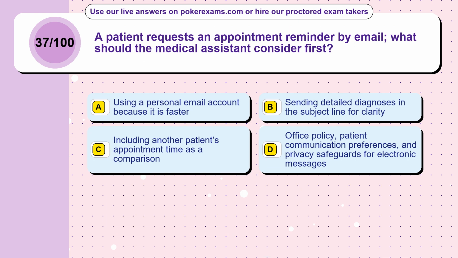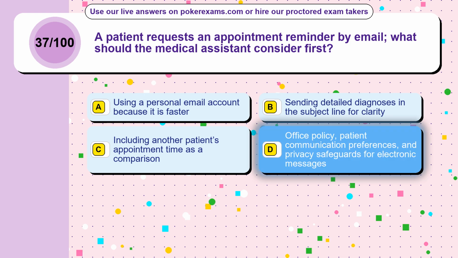Question 37. A patient requests an appointment reminder by email. What should the medical assistant consider first? Option A. Using a personal email account because it is faster. Option B. Sending detailed diagnoses in the subject line for clarity. Option C. Including another patient's appointment time as a comparison. Option D. Office policy, patient communication preferences, and privacy safeguards for electronic messages. The correct answer is option D.